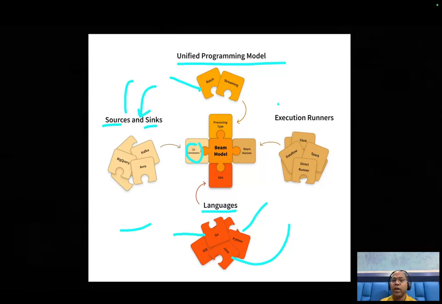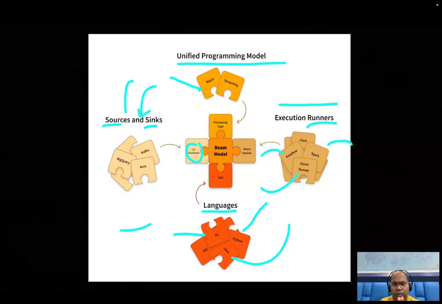Similarly, for the runtime environment where you are going to run your applications, maybe a Flink runtime environment or Google Dataflow, or you can directly run on a local machine using the direct runner. I'm going to show the demo in the direct runner. You can even run on the Spark runtime environment. So we have options for the runtime environment and for the source and sink.